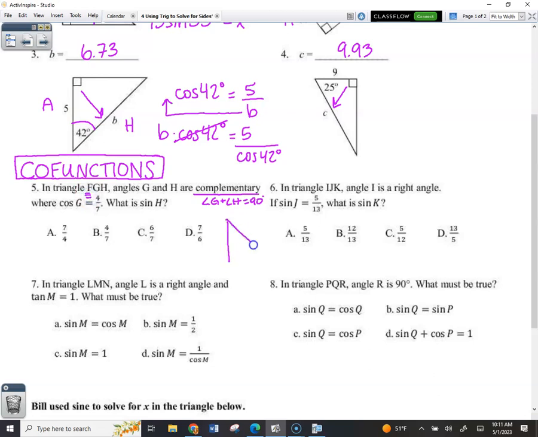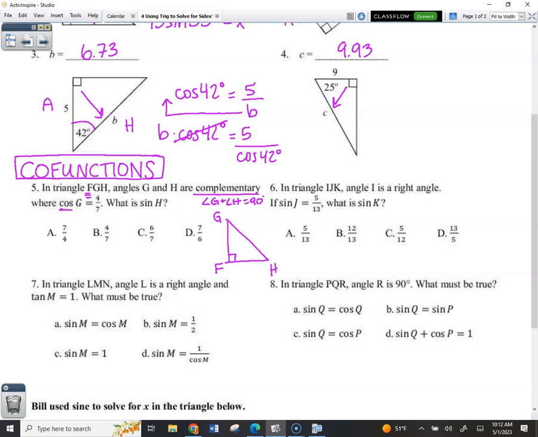So let's draw a picture. We're going to put F here. Doesn't matter where you put G and H. I'm just going to put them there and there. Now let's read it. It says, cosine of G is 4 over 7. This should be familiar from last week. They have just given you 2 sides of the triangle. How do you know what 2 sides they gave you?